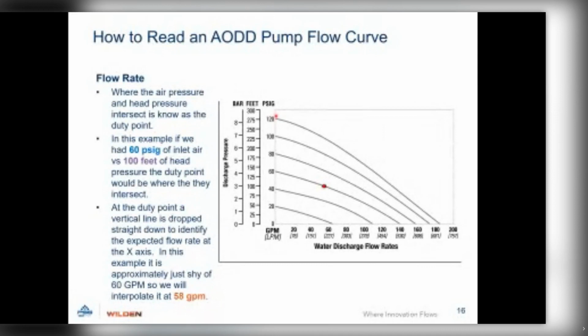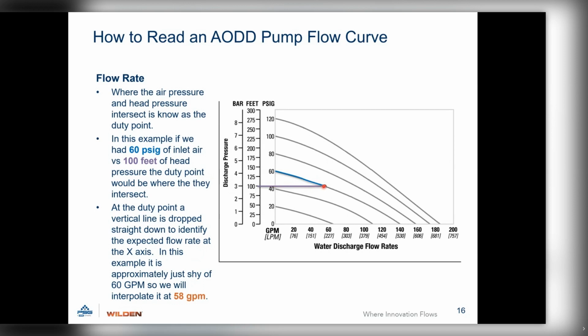So where the air pressure and head pressure intersect, we know that as a duty point. So in this example, if we had 60 psi of air pressure here, and the duty point is here, we have to ask ourselves, okay, what is the head pressure? So you draw the horizontal line going across, and you'll see that it intersects with the 100 feet of head pressure. So 60 psi of inlet air pressure, 100 psi of head pressure gives us our duty point.